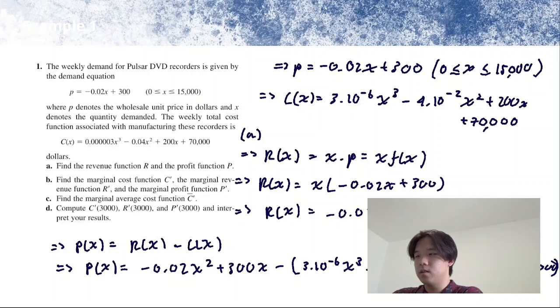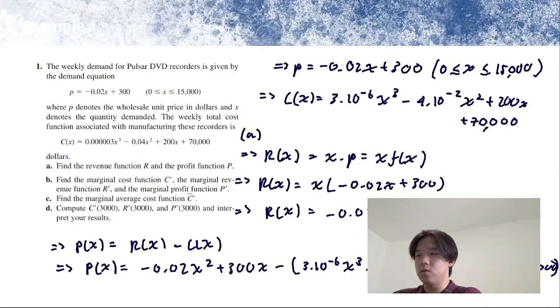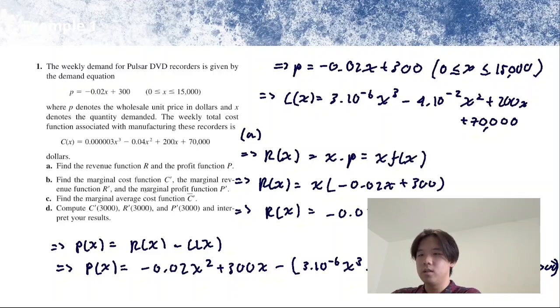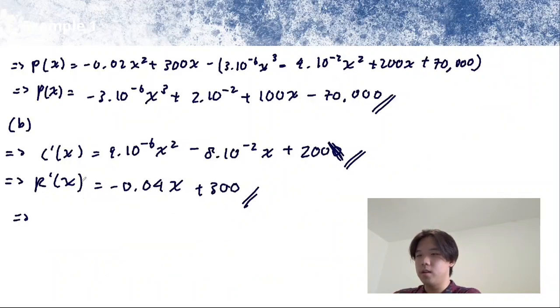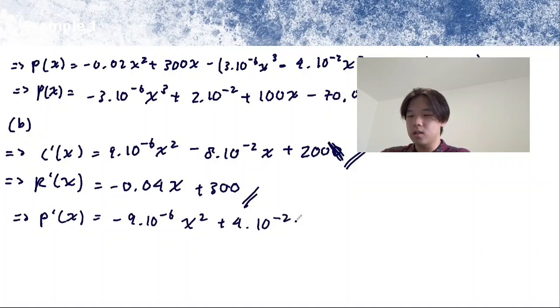If we differentiate R(x), negative 0.02x squared, the exponent 2 comes down, giving negative 0.04x by the power rule, and by the addition rule plus 300. This will be the marginal revenue function. Next would be the marginal profit function, P'(x), the differentiation of P(x). So the marginal profit function will be negative 9 times 10 to the power of negative 6 x squared plus 4 times 10 to the negative 2 x plus 100.